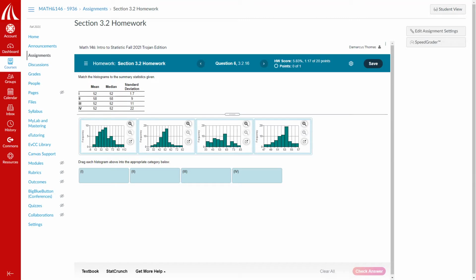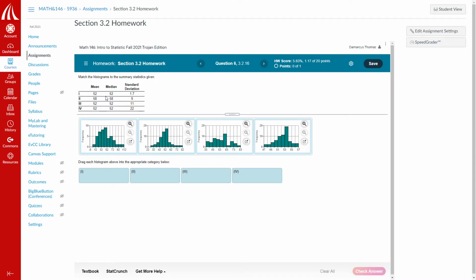Here's a video going over problem number 6 from section 3.2. It says match the histogram to the summary statistic given. So it looks like in the first one, the mean is 52 and the median is 52, and our standard deviation is really small.